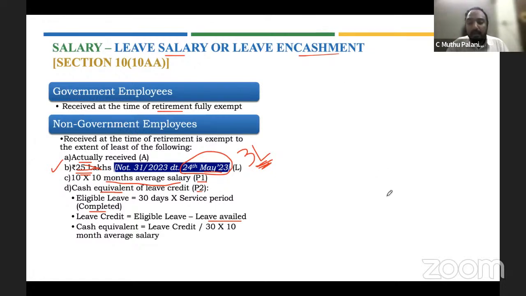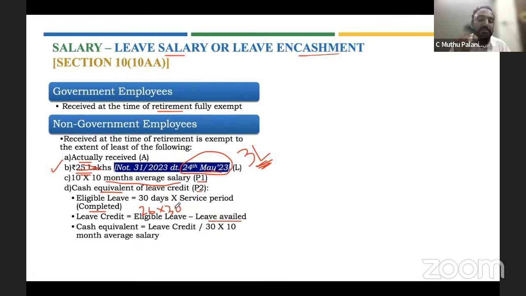So sorry. So you have calculated eligible leave, you have calculated leave credit. So what do you mean by leave credit? Eligible leave. In the example, we took 26 years. So 26 into 30, which is 780, minus the number of days I've actually taken. So this will become my leave credit, the balance leave that I have not utilized.